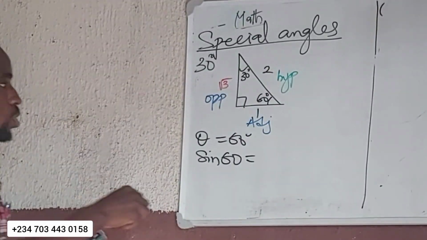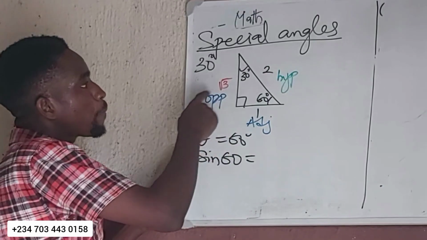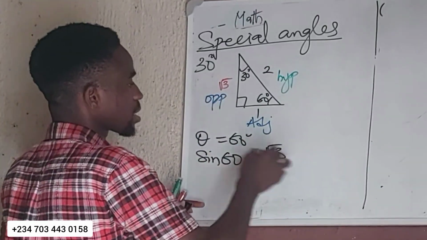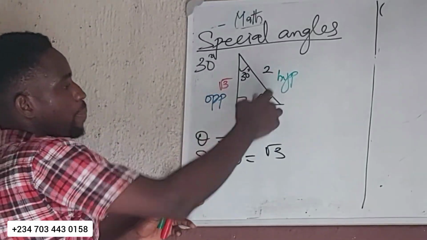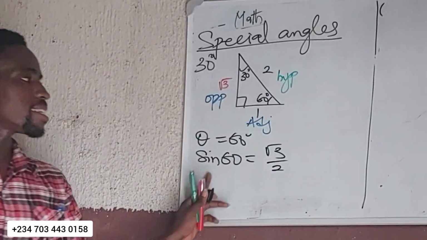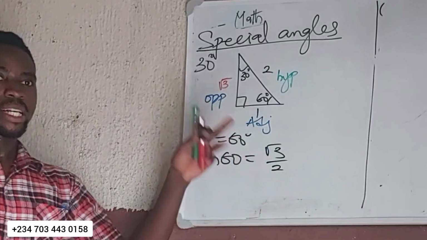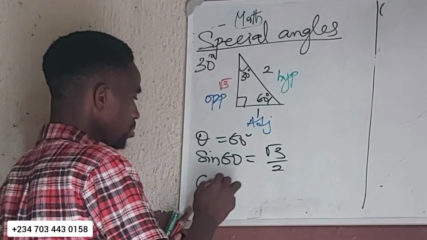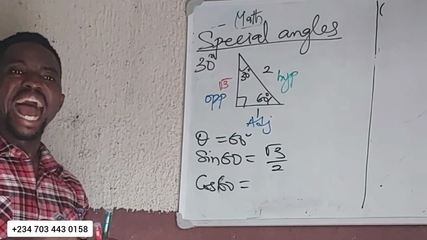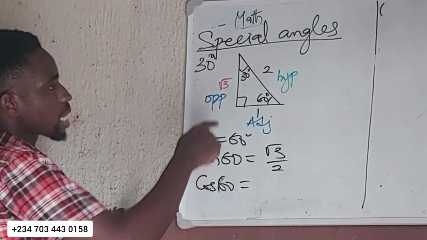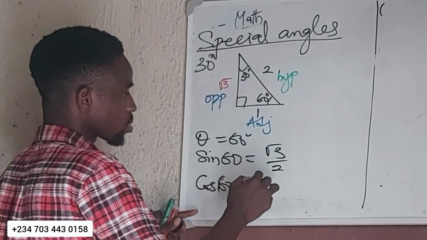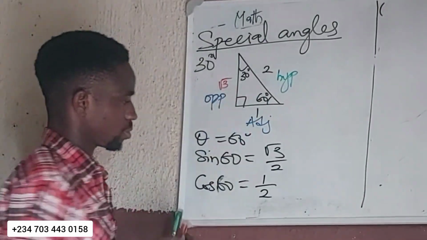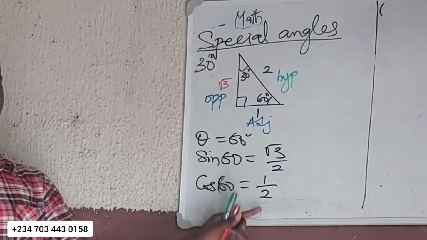So sine 60 is opposite over hypotenuse. Our opposite now is root 3, then hypotenuse is 2. So sine 60 is root 3 upon 2. Similarly, we'll talk about cos 60. Cos is adjacent over hypotenuse. Our new adjacent is 1, and our hypotenuse is 2. So cos 60 is 1 upon 2.